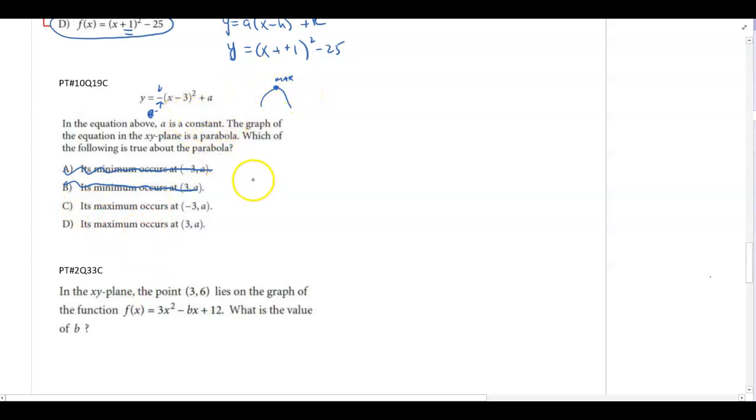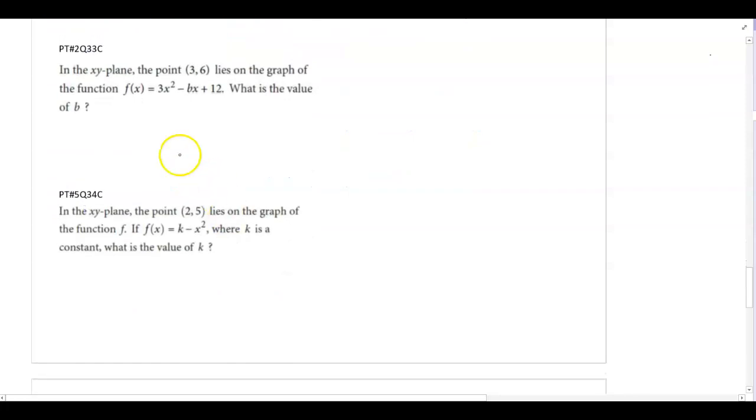Now remember, we say our vertex is at (h, k), but we think the opposite of h, comma, k, right? So if this is minus 3, we know our vertex is going to be at positive 3, whatever that is, 3A. And that would be a maximum, and it occurs at the vertex of 3A.